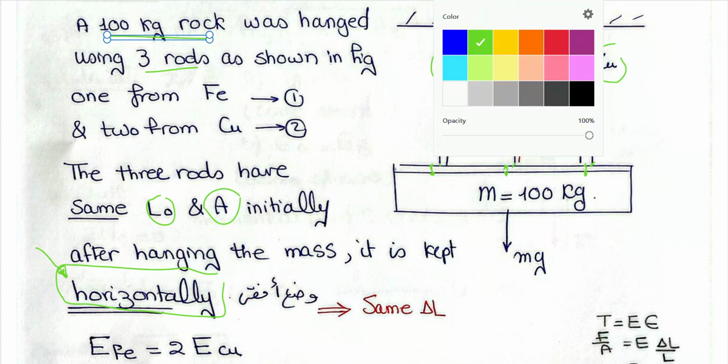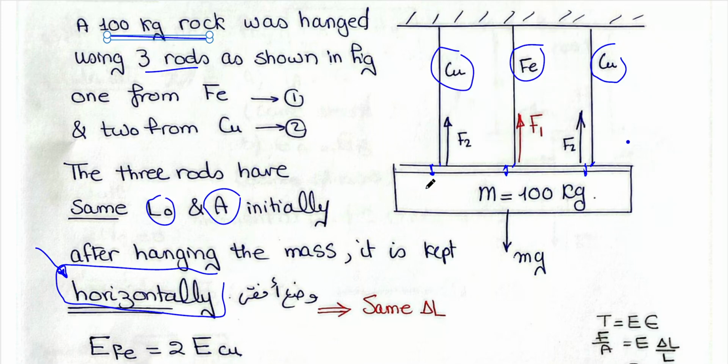It's very important to know that when dealing with horizontal, same initial length and same change, this means that the same delta L occurs. With different delta L, this will be inclined like this. If we assume that delta L of steel is not equal to delta L of copper or whatever, it won't be horizontal. So from reading the example correctly, you can understand the givens correctly.